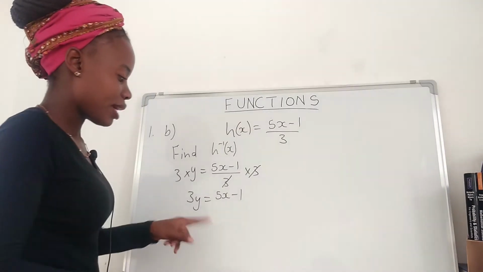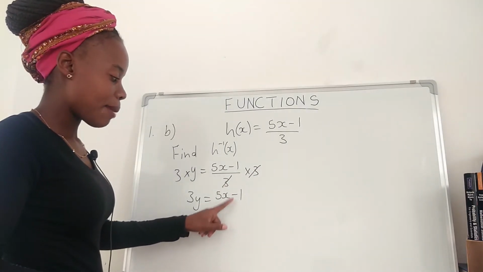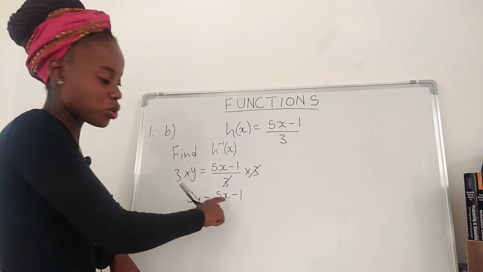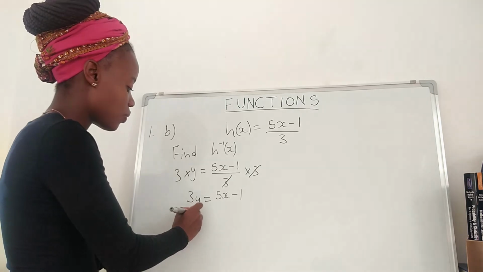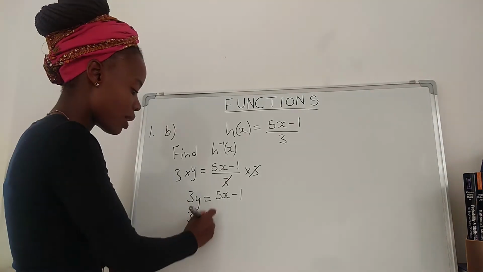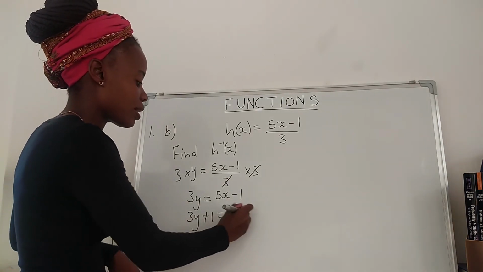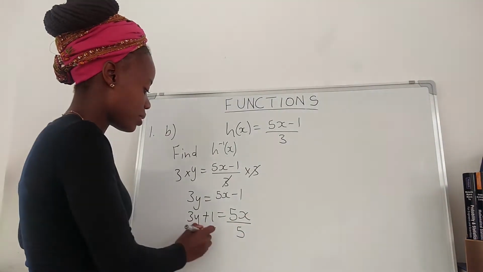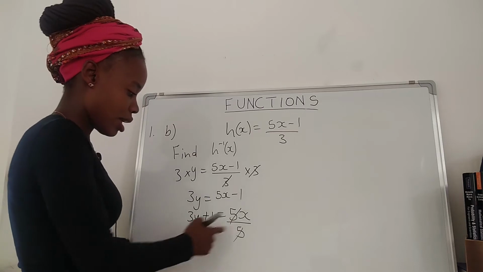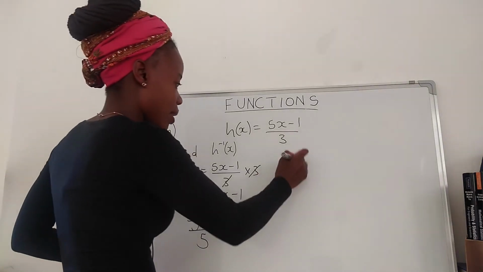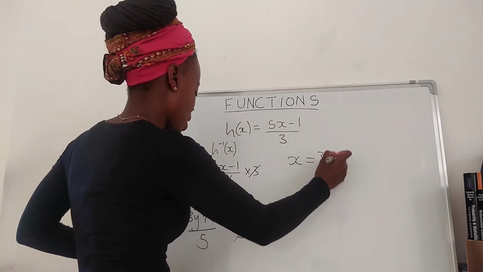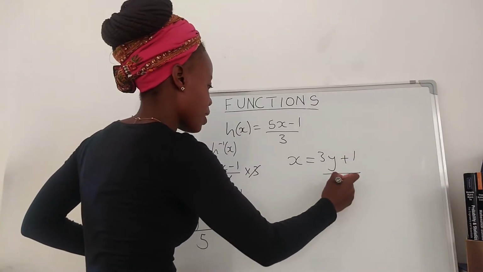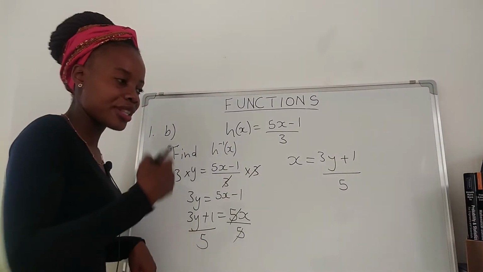Okay? After that, we are going to take this number to the other side. We want to make x the subject. So we're going to have 3y plus 1 equals 5x. After that, we divide by 5 both sides, and then our x is (3y plus 1) over 5, and we are asked to find the inverse.